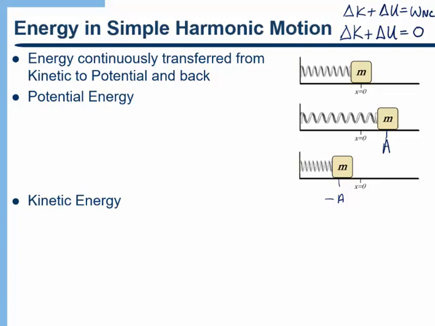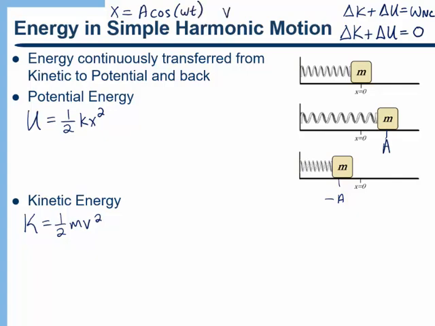So let's figure out how we could calculate the potential energy and the kinetic energy at any time. We know that the potential energy of a spring is 1/2 kx squared. We also know that kinetic energy is 1/2 mv squared. But for simple harmonic motion, we've determined that the position as a function of time is A cosine omega t, and the velocity as a function of time is negative omega A sine omega t. So we can just plug these into these formulas.